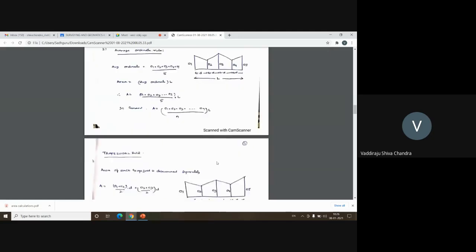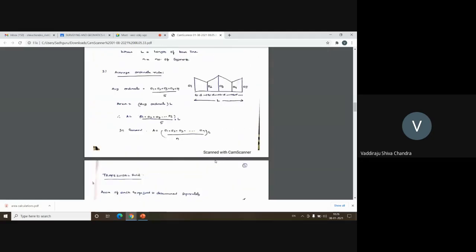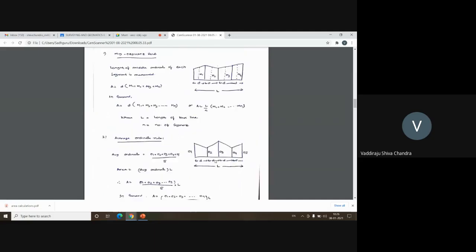So these two, what can be the problem? What can be the disadvantage of these two methods?